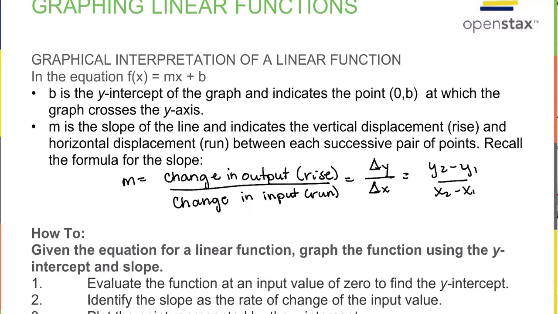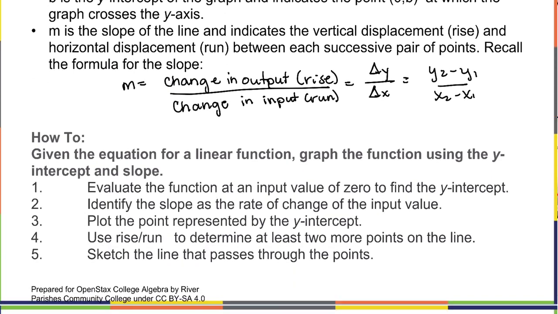And we talked about the y-intercept being the starting value. The m is the slope of the line and indicates the vertical displacement, rise, and the horizontal displacement, run, between the successive pairs of points. So recalling the formula here, with that said, you can use that as a shortcut to graph.